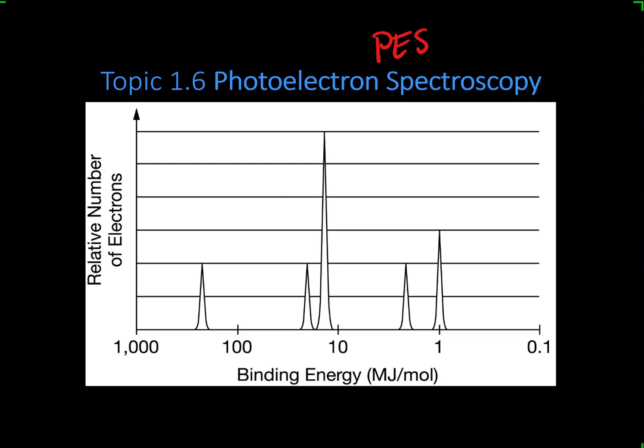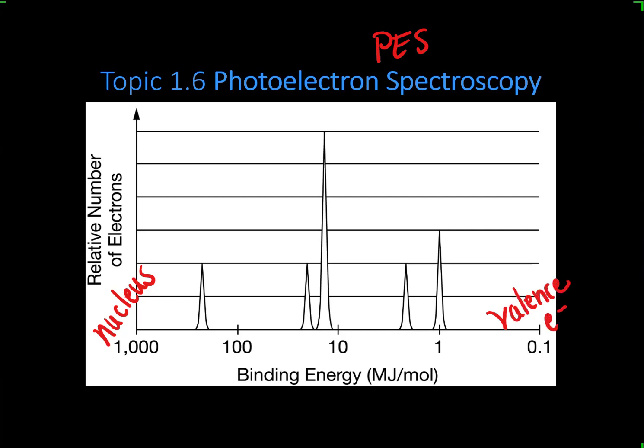Just as a reminder from our class discussion, the peak heights represent the relative number of electrons, and the binding energy represents how close these electrons are to the nucleus. So if it requires a lot of binding energy, that means it's very close to the nucleus. We'll label this over here, nucleus. The electrons farthest away from the nucleus are the easiest to remove because they're further away. We're going to call these the valence electrons.